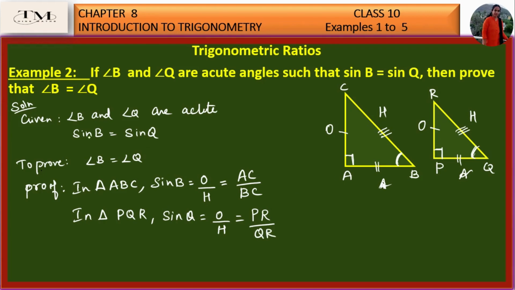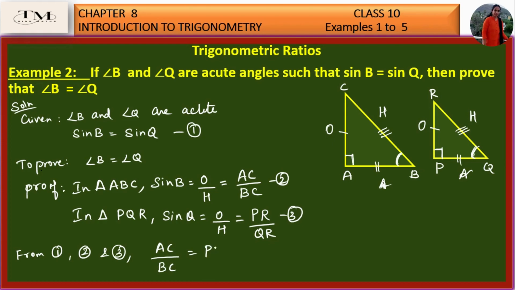So it is given that sin B is equal to sin Q. Let us assume this as 1, this as 2 and this as 3. From 1, 2 and 3, since sin B is equal to sin Q, these two ratios AC by BC and PR by QR will be equal. So we can write AC by BC equal to PR by QR.